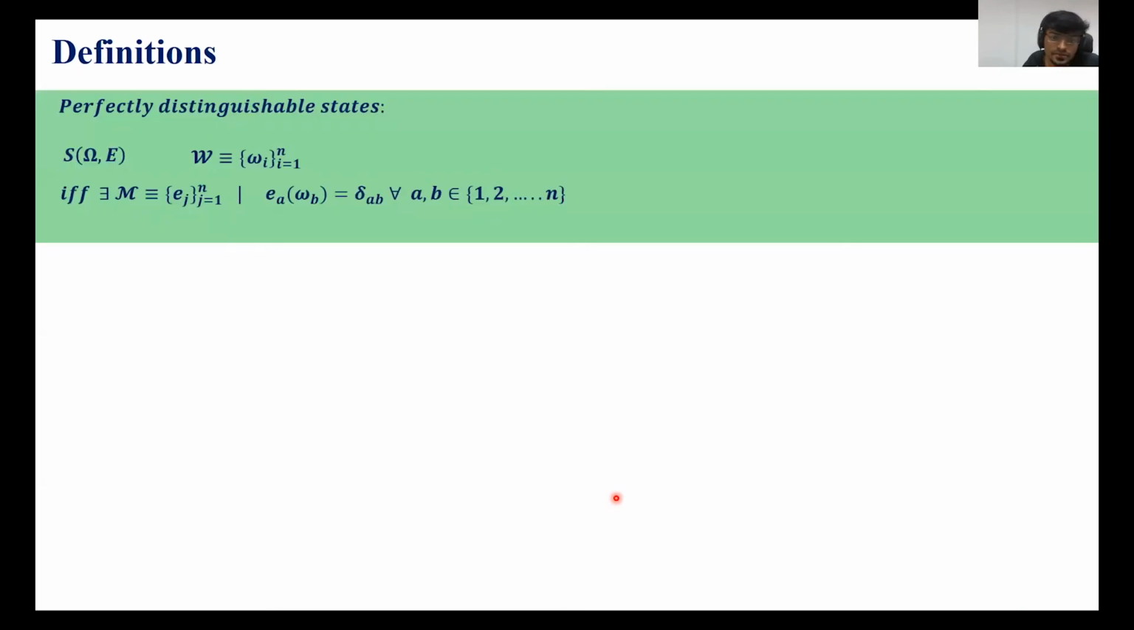Perfectly distinguishable states in some system S is basically some collection of states.